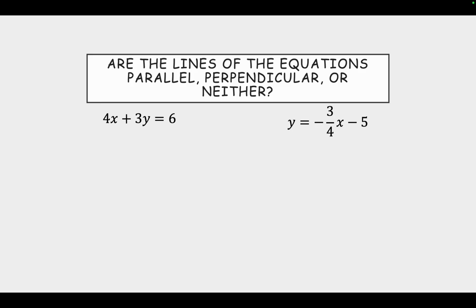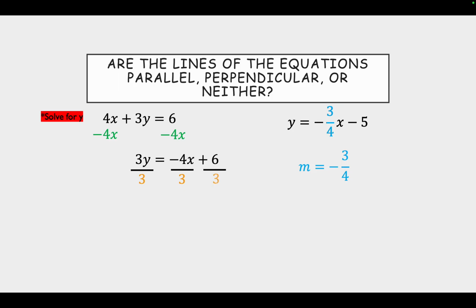Are the lines of the equations parallel, perpendicular, or neither? Well, to figure this out, we need to know the slope. So the slope of this equation is negative 3 over 4. How do we figure out the slope of this equation? Well, we should solve it and put it in slope-intercept form. So we're going to solve for y. Let's subtract 4x to get the x's over. We have 3y equals negative 4x plus 6. Divide by 3. Everything needs to be divided by 3. And we get the equation y equals negative 4 over 3x plus 2.